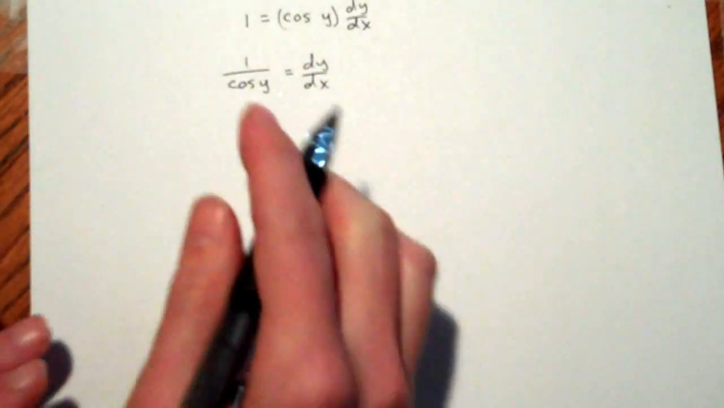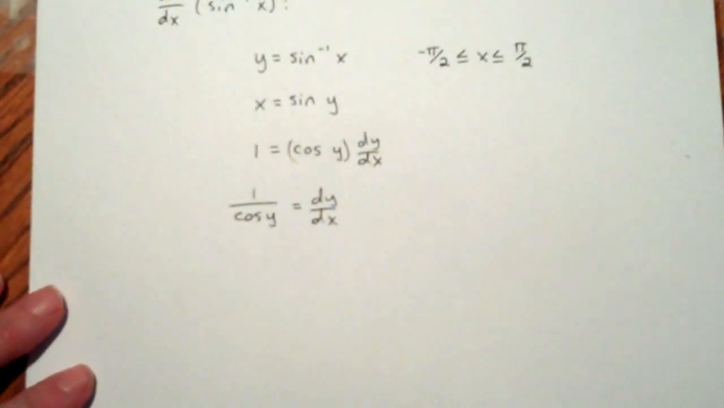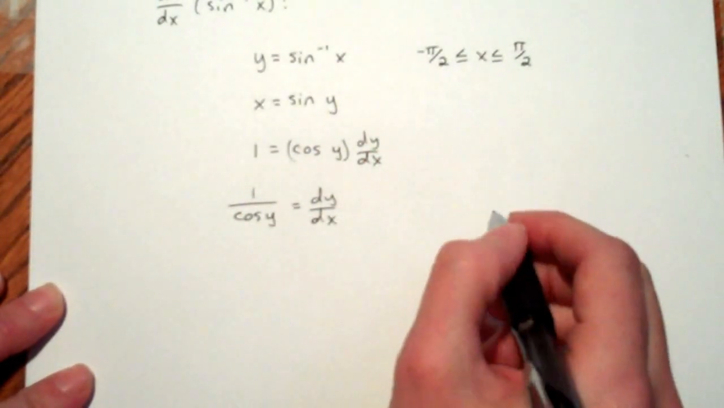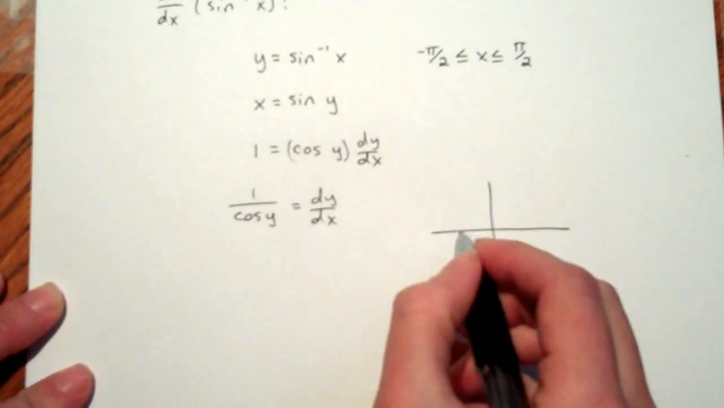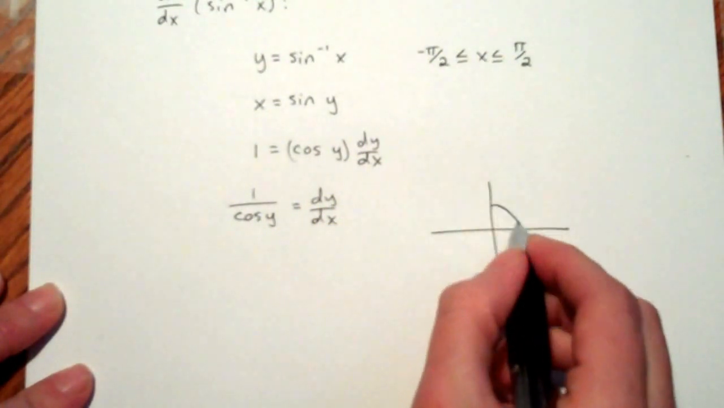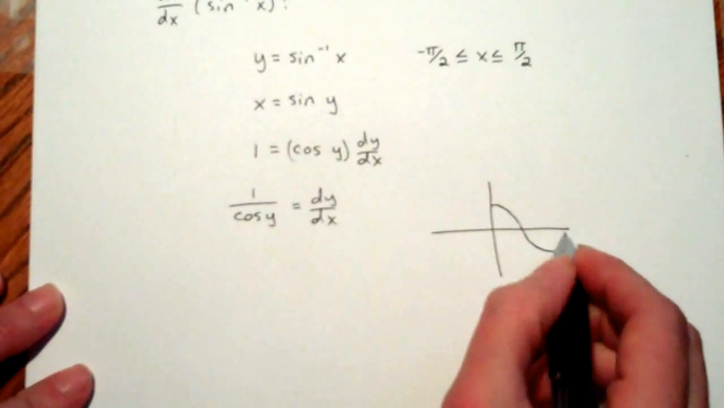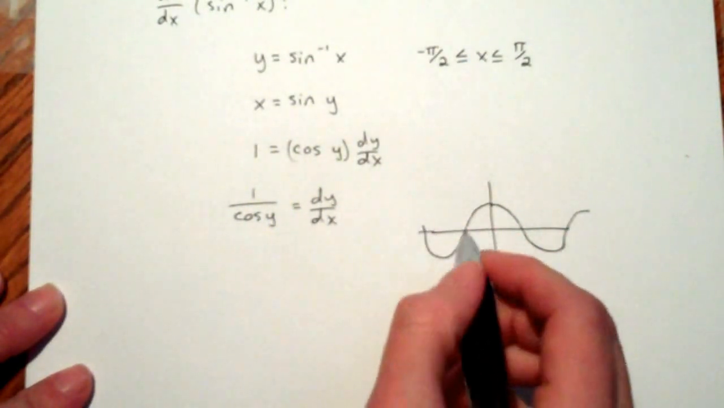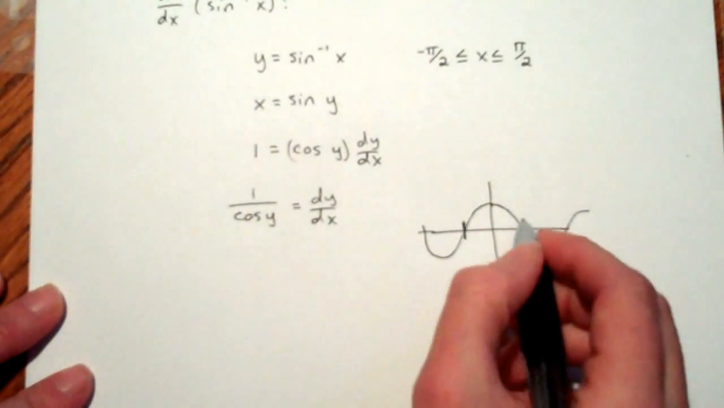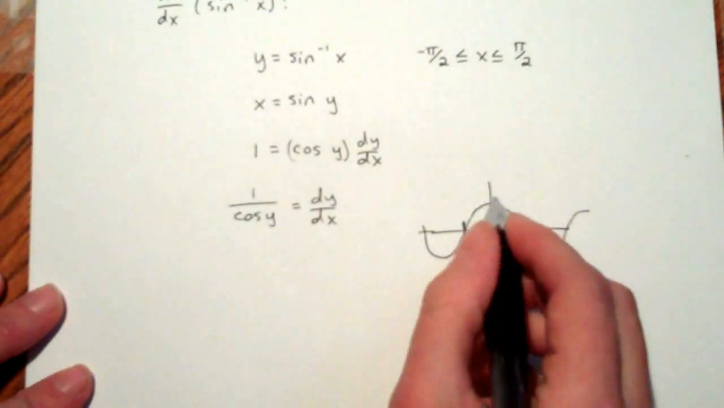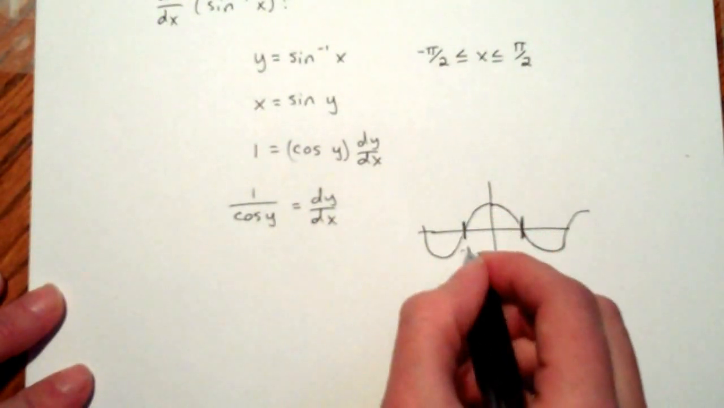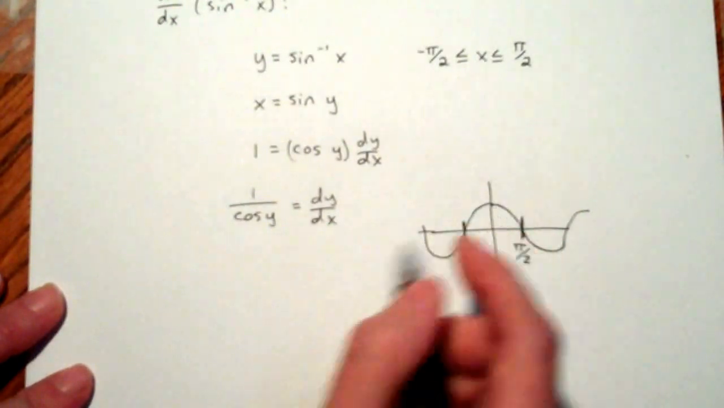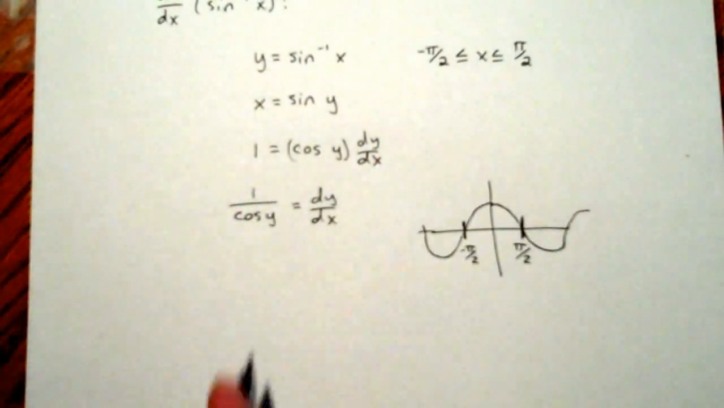Alright, so cosine y, if we remember back up to this domain, if we look at cosine of y on that domain, so I'm just going to draw my graph really quick. Remember, it starts at 1, and then it goes down, and then it goes back up. Same thing on the other side, down, and then back up. Alright, but the important part is negative pi over 2 to positive pi over 2. Cosine is positive in that whole domain, negative pi over 2 to pi over 2. So because it's positive, then we can do what I'm about to do.